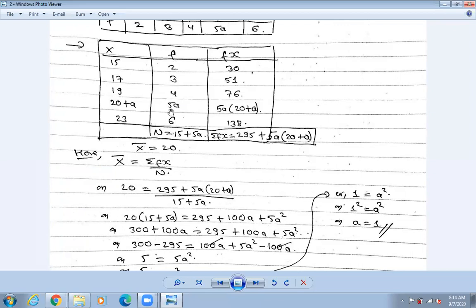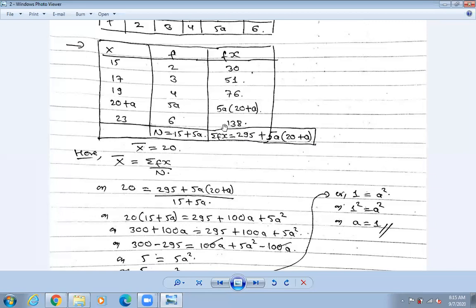So let us not add this number. So your n becomes 15 plus, and what is the remaining? 5a is remaining. So add it in this way. In the similar way, add all the numbers. So 30 plus 51 plus 76 plus 138 becomes 295, plus what is the remaining number? 5a bracket 20 plus a is the remaining number. So this is what has come in case of summation fx.